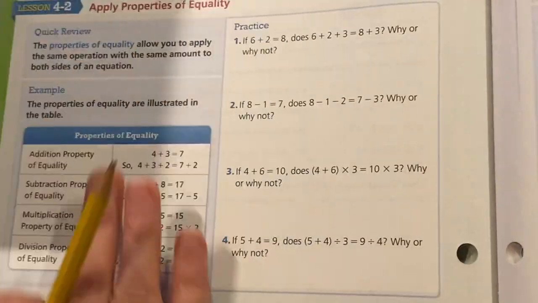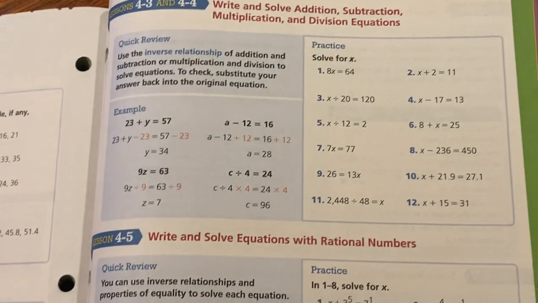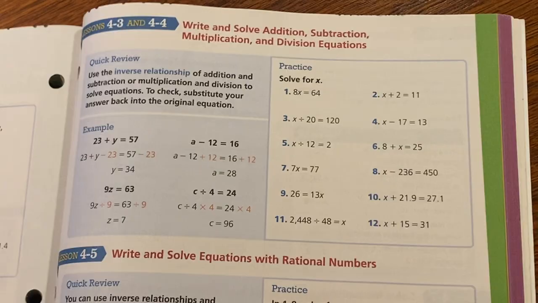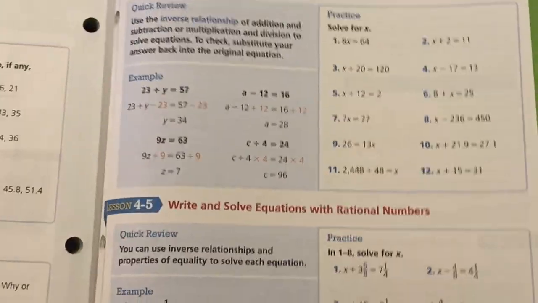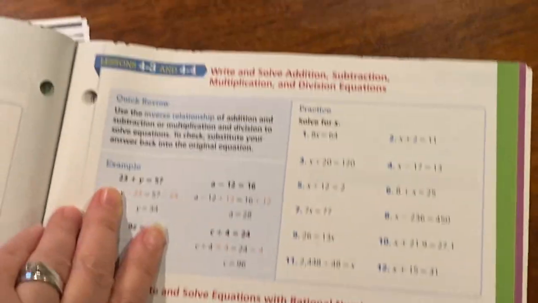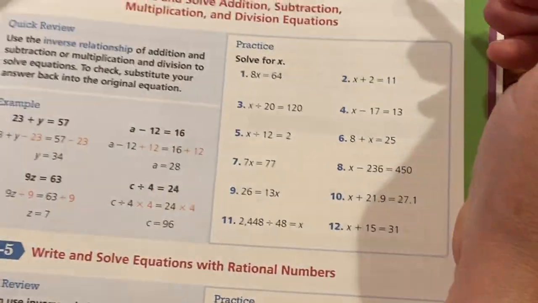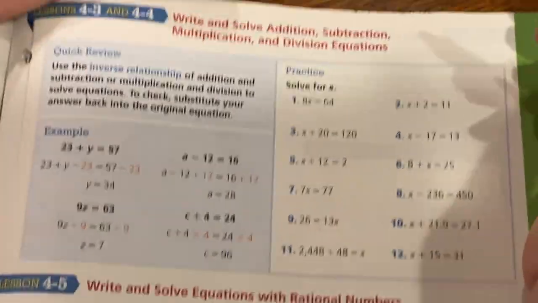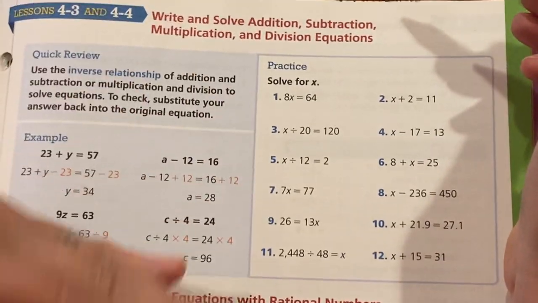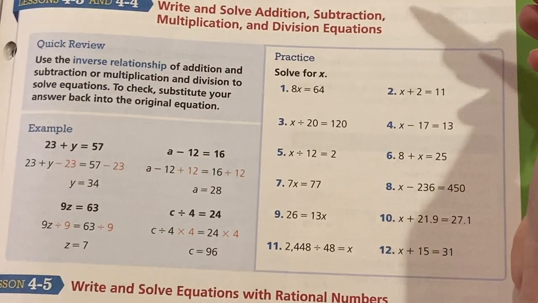All right, let's take a look at page 247. I think that's our last page for today. Okay, 247. Quick review. Use the inverse relationship of addition and subtraction or multiplication and division to solve equations. So remember, the inverse relationship means the opposite. If you multiplied, you're going to divide. If it's divided, you're going to multiply. If you added, you're going to subtract. If you subtracted, you're going to add.